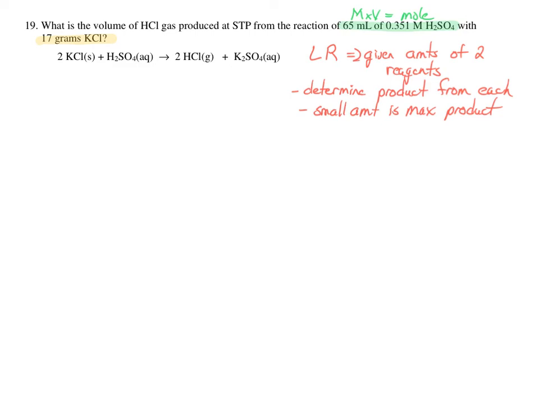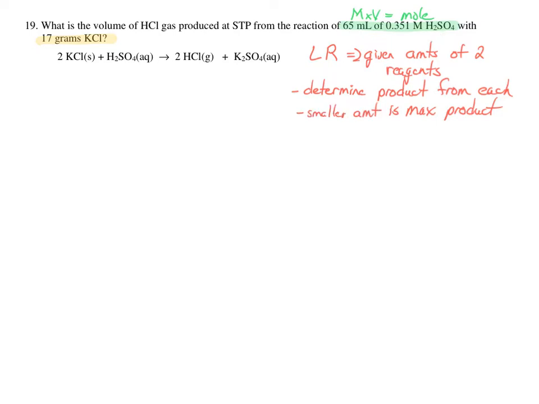All right, this is a limiting reagent problem. We can recognize that because we're given amounts of two different reagents. Overall process is where we're going to determine the amount of product from each reagent, and the smaller amount is going to be our max product.